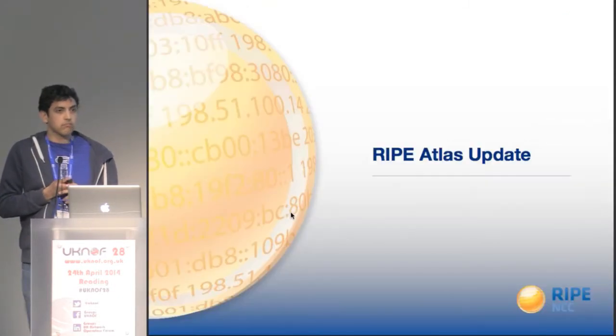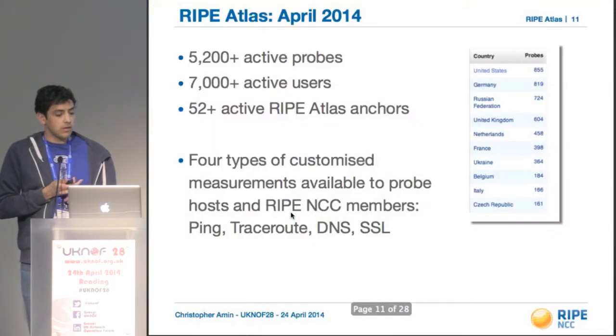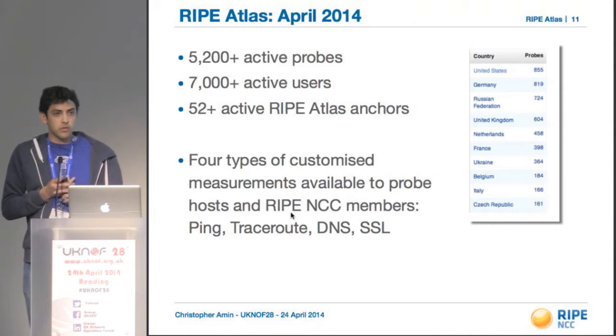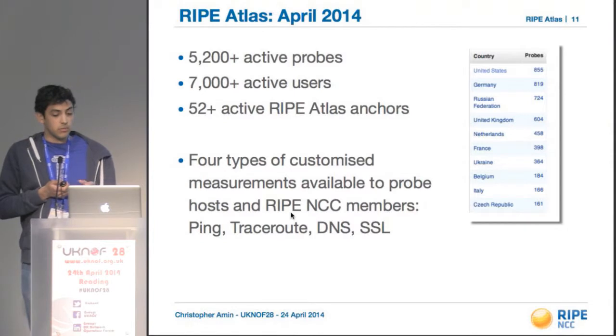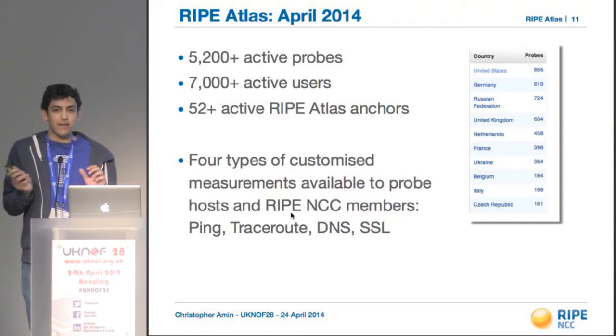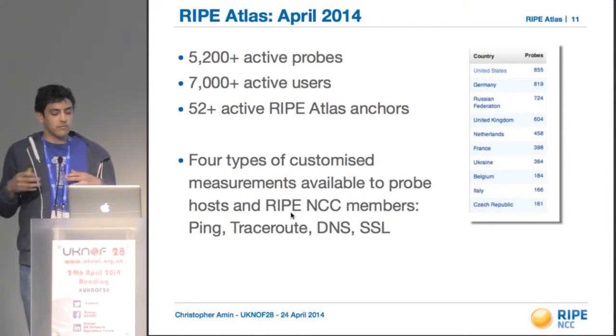Okay, so a quick update about what else is new on RIPE Atlas. Right now we're sitting at about 5,200 active probes around the world. You can see the distribution there as well. It's, as you would imagine, heavily biased towards Europe and the United States, but we're broadening out.